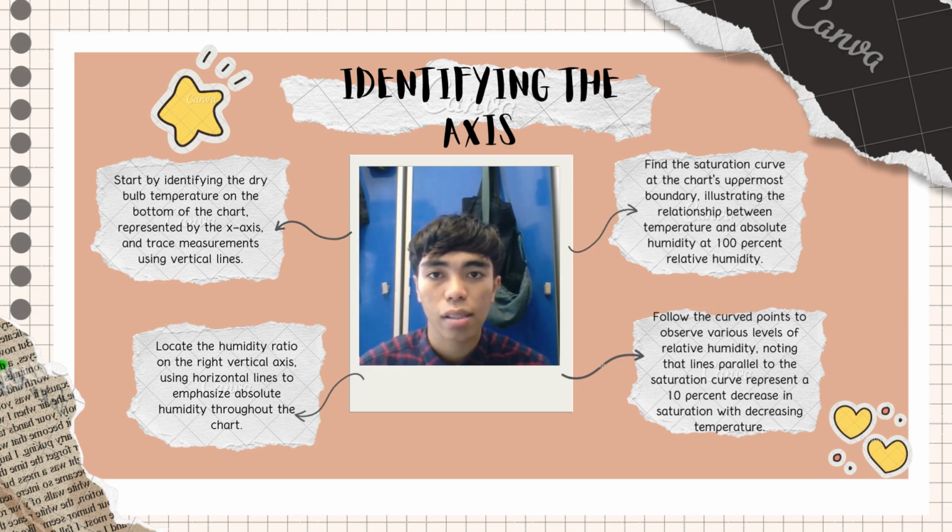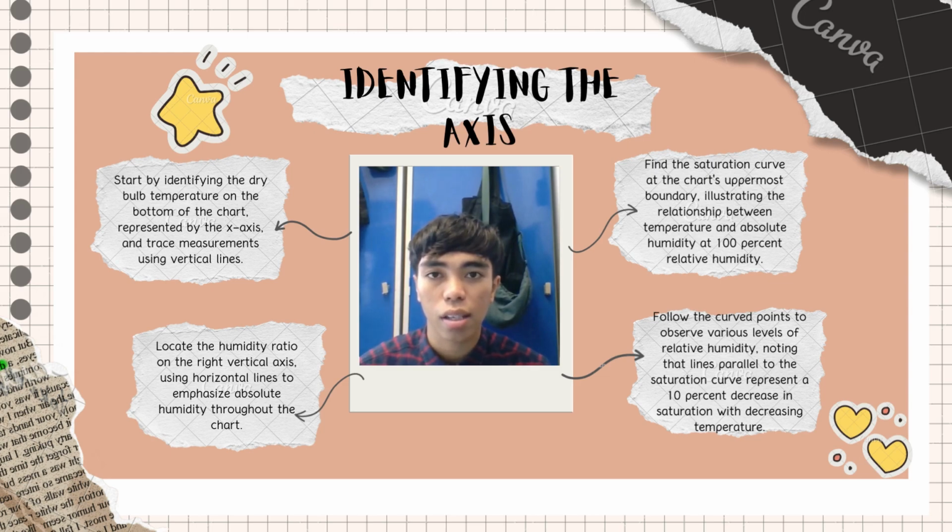Utilize the vertical lines stemming from this axis to trace measurements throughout the chart. Each temperature level corresponds to a vertical line standing from the axis. If your desired measurement falls between temperature levels, estimate its location. Secondly, find the humidity ratio level on the right vertical axis. The y-axis marks the amount of moisture per pound or kilogram.